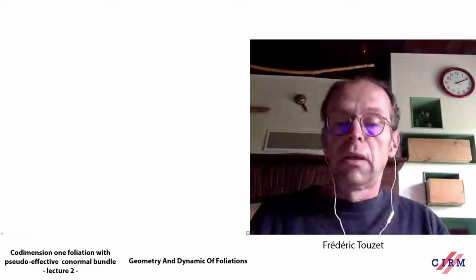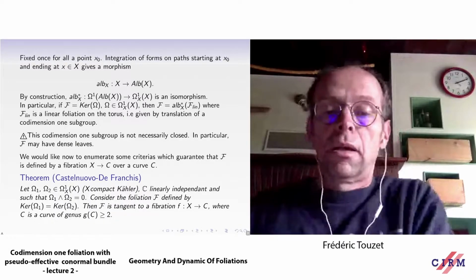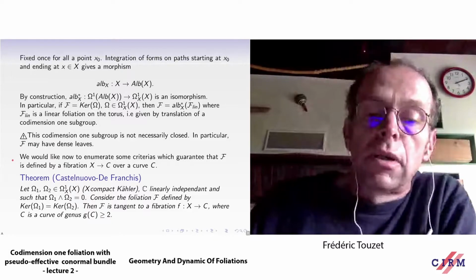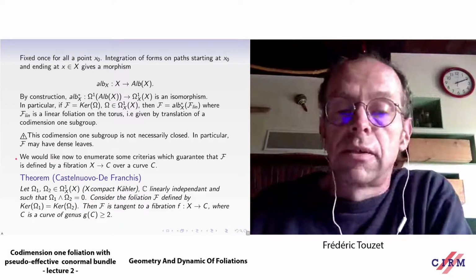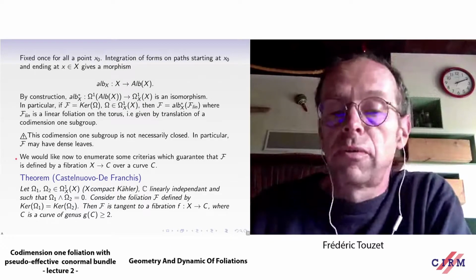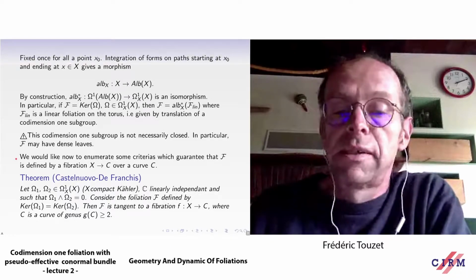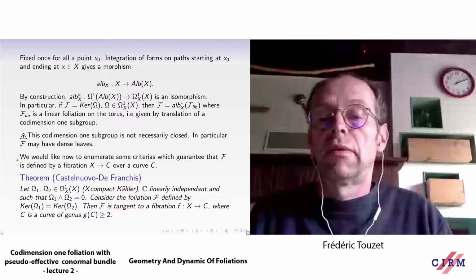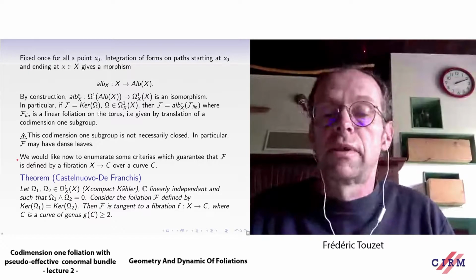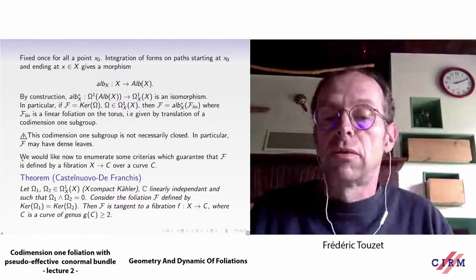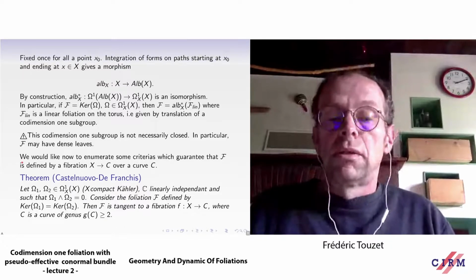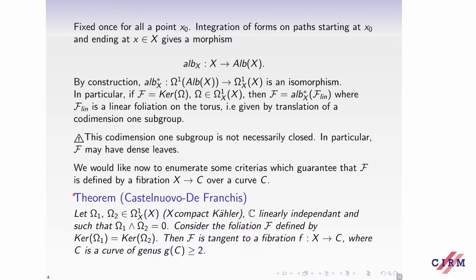Okay. So on the other hand, there exist simple criteria which guarantee that such foliations have closed leaves, that is, are given by fibrations of X onto a curve C. This is a very classical theorem of Castelnuovo-de Franchis, whose statement is the following.